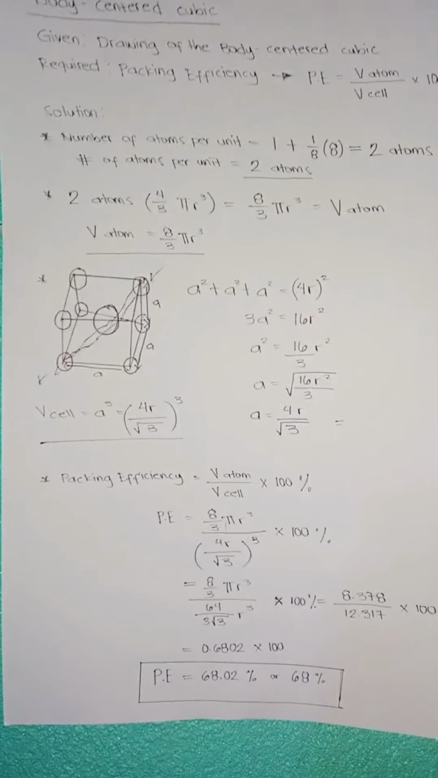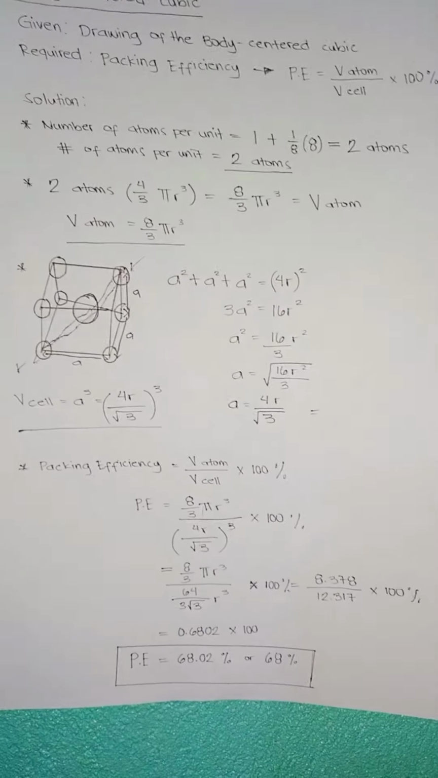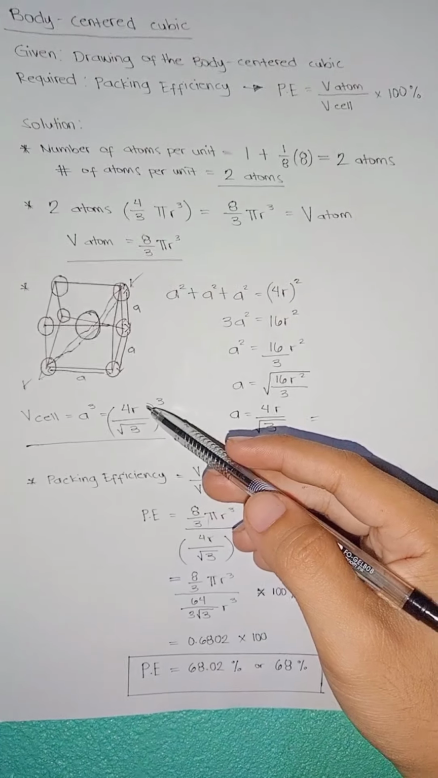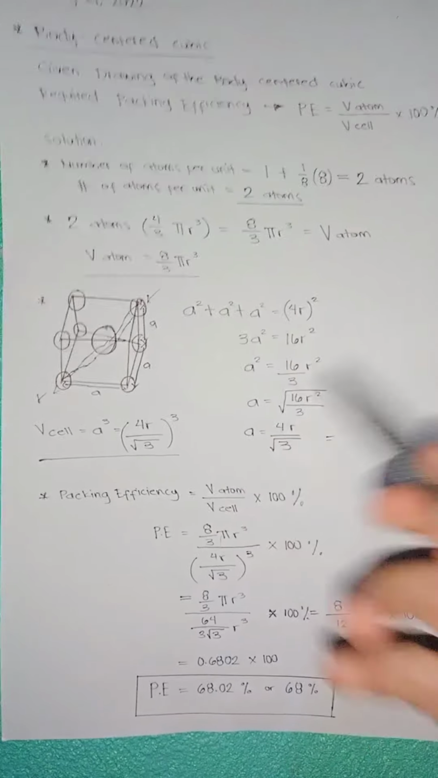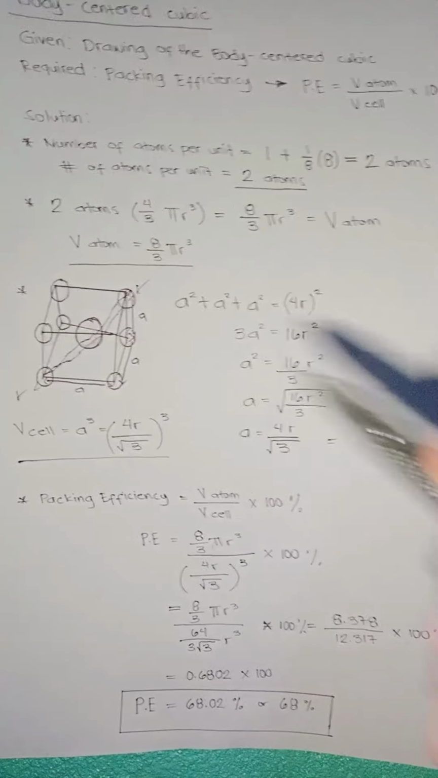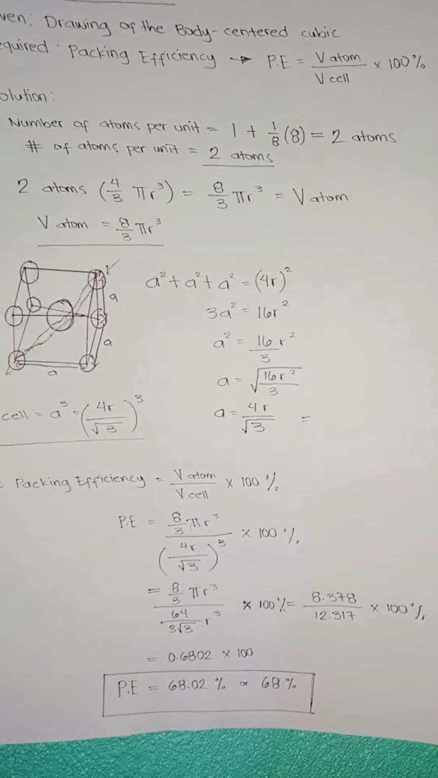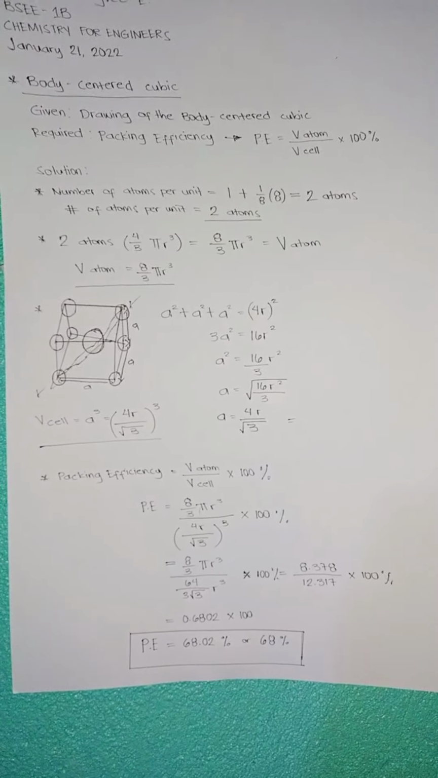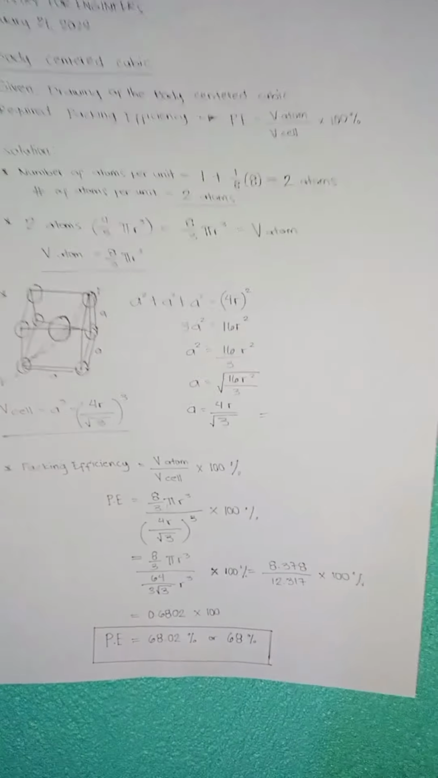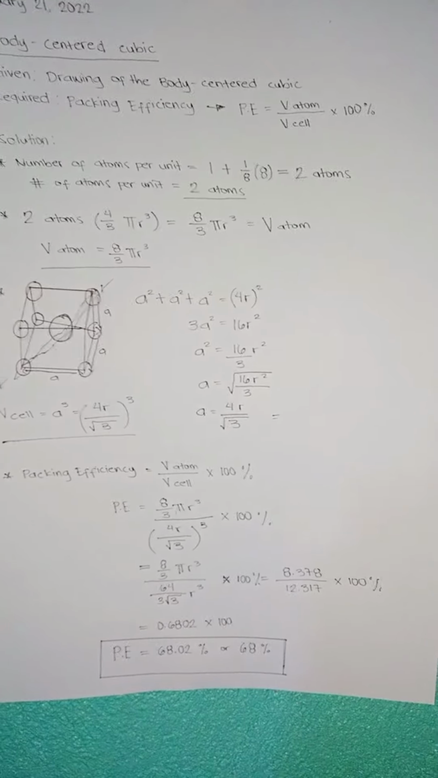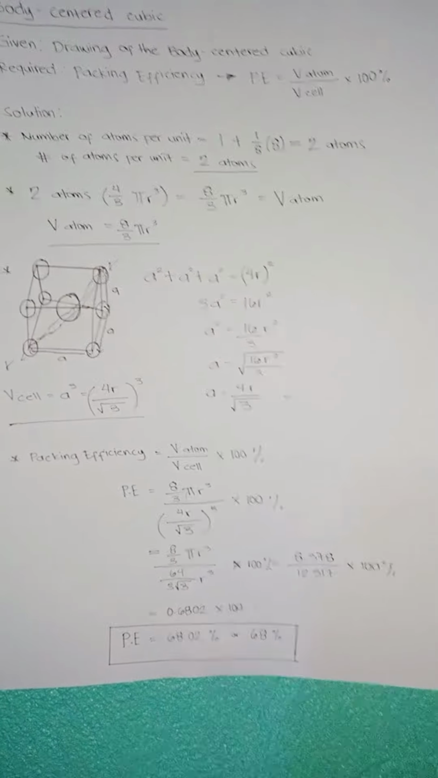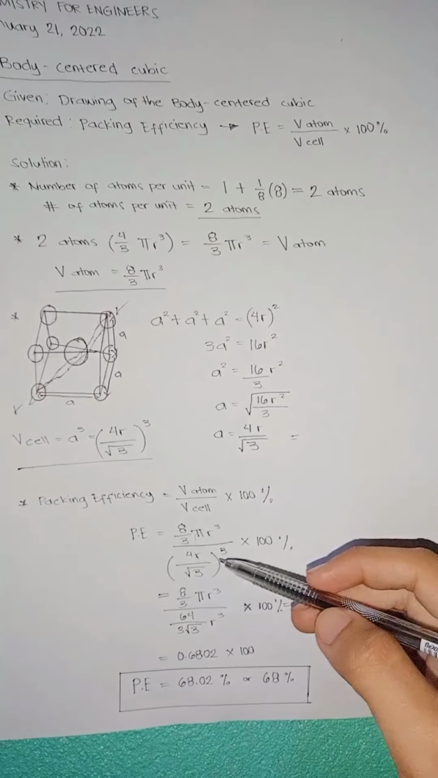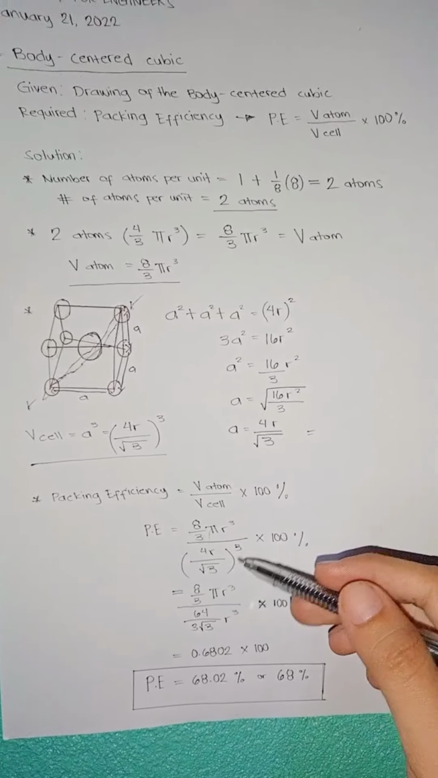So our volume of cell is (4r over square root of 3) raised to 3, since the volume of a cell is always cubed. Since we have the volume of the atom and the volume of the cell, we can now compute the packing efficiency. Again, volume of atom over volume of cell times 100%. By substitution, we have 8 over 3 pi r cubed divided by (4r over square root of 3) cubed.